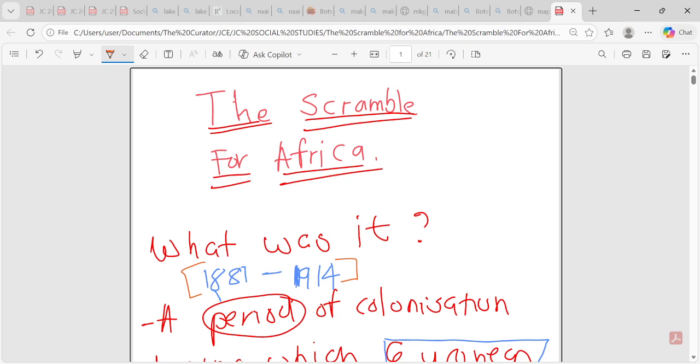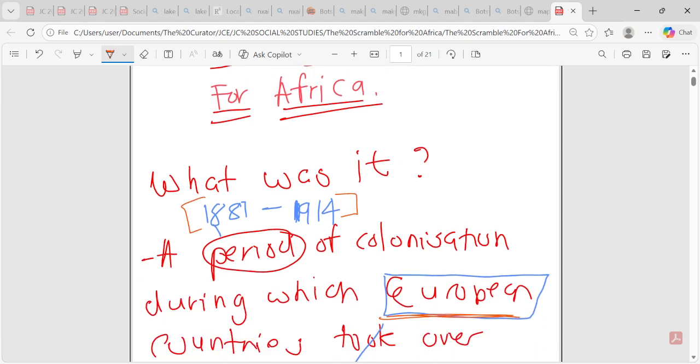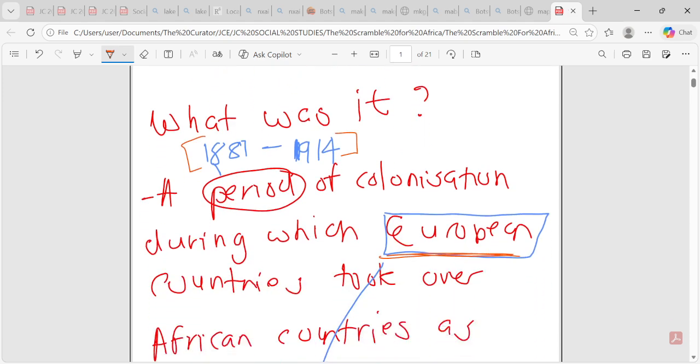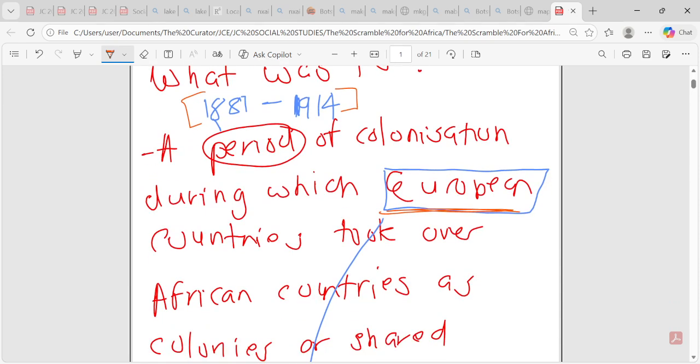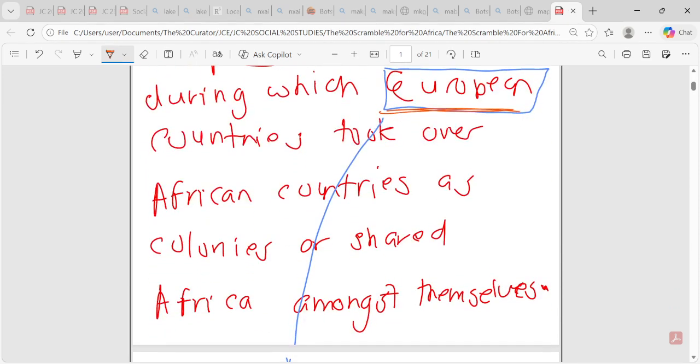So, what was the scramble for Africa? The word scramble here implies rushing, racing. So, the scramble for Africa was a period of colonization during which European countries took over African countries as colonies or shared Africa amongst themselves.